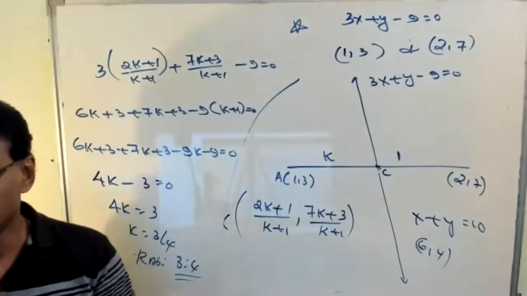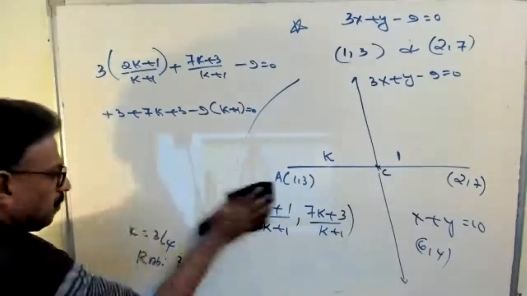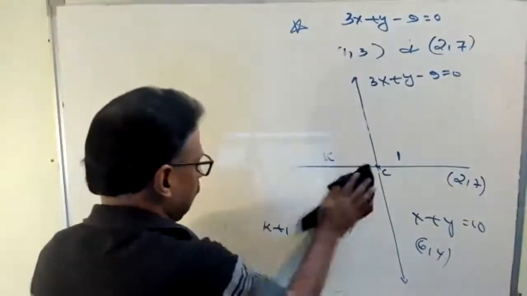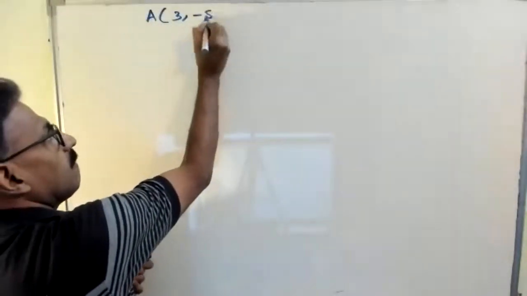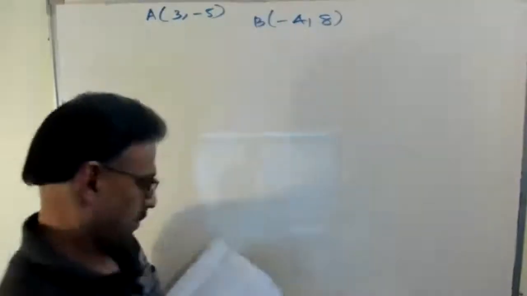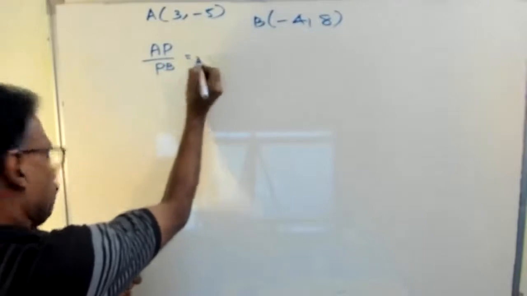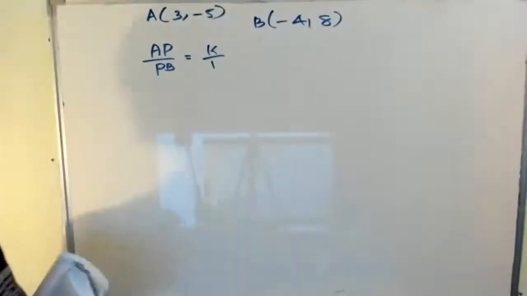A point P divides the line segment joining the points A (3, -5) and B (-4, 8) such that AP divided by PB equals K by 1.